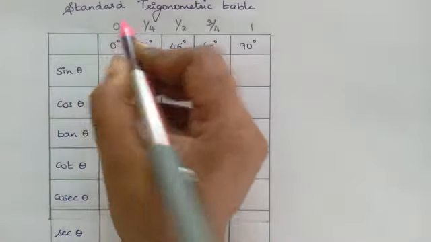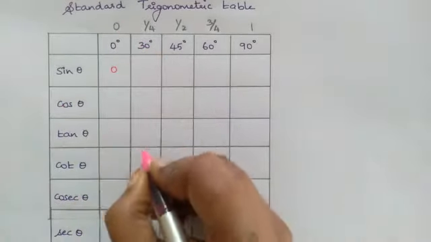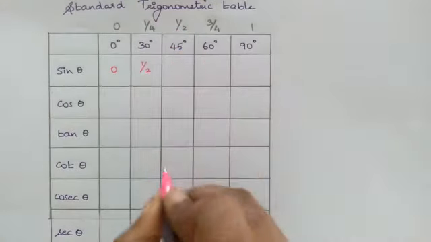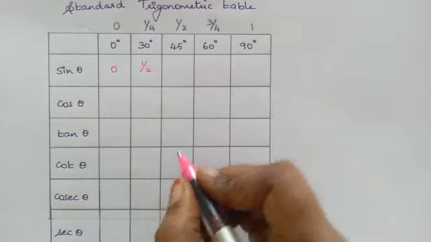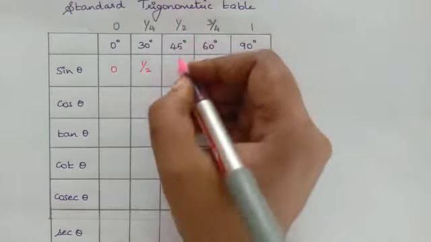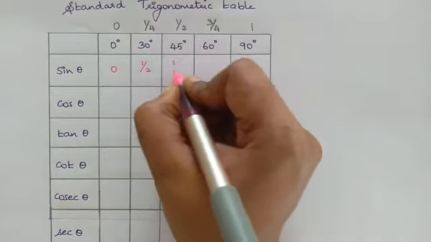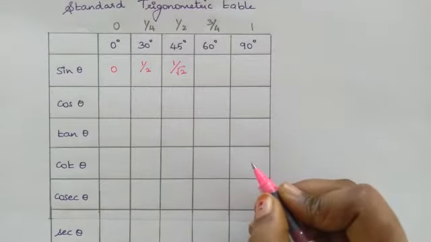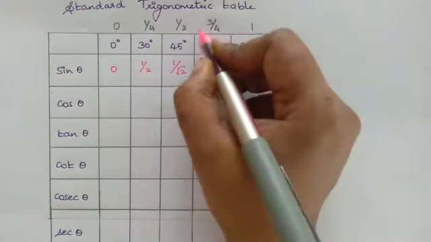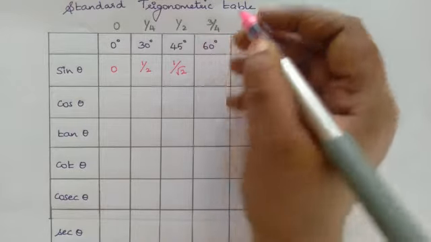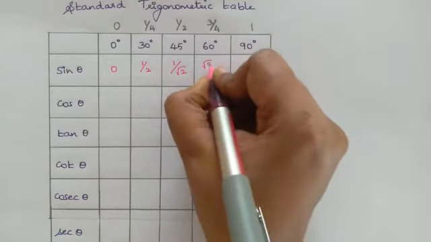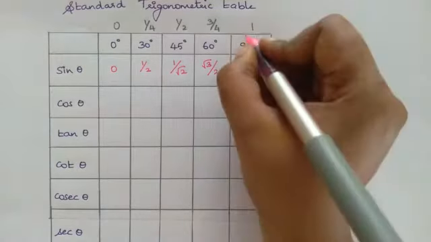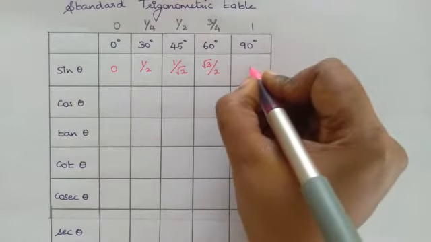Square root of 0 is 0. So sine 0 degree is 0. Square root of 1 by 4 is 1 by 2. So sine 30 degree will be 1 by 2. Next, square root of 1 by 2 will be, square root of 1 is 1, square root of 2 is square root of 2, so 1 by square root of 2. So sine 45 degree is 1 by root 2. Next, square root of 3 by 4. That's going to be root 3 by square root of 4, that is 2. So sine 60 degree is root 3 by 2. Next, square root of 1 is 1. So sine 90 degree is 1.